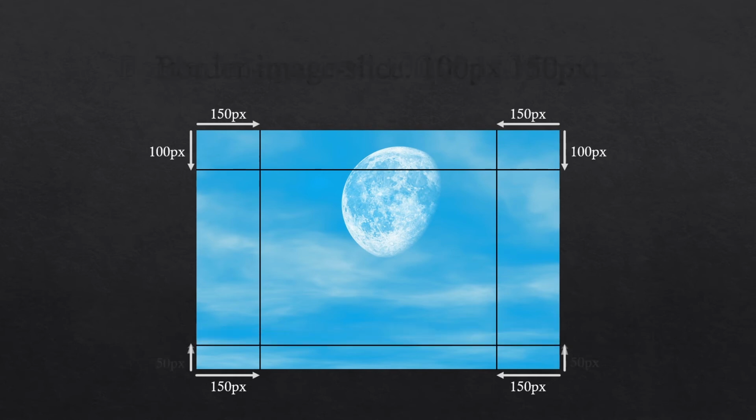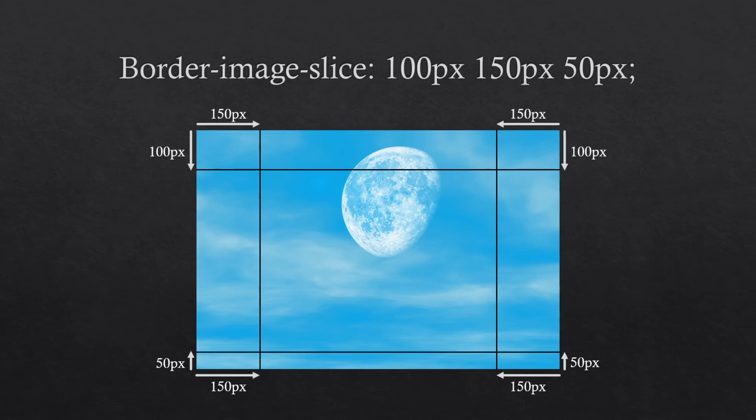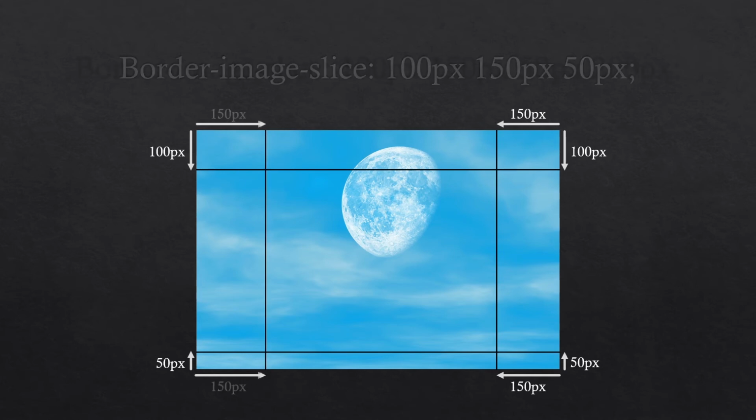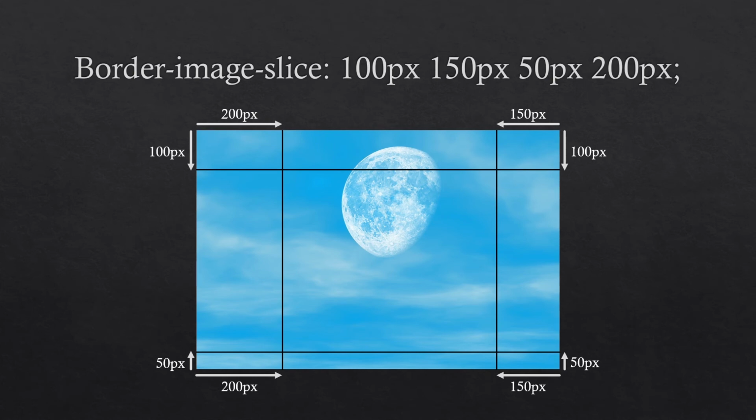If 3 values are given, the first value applies to the distance from top, the second to the distances from left and right, and the third value defines the distance from the lower edge. And if all 4 values are given, you start at the top and go around clockwise, so they apply to the cuts top, right, bottom and left in that order.